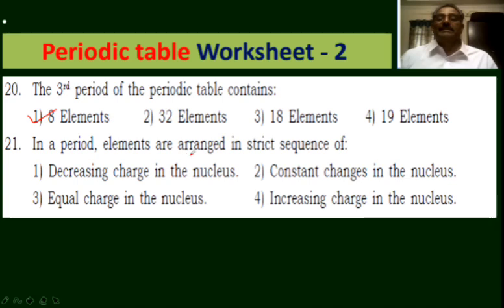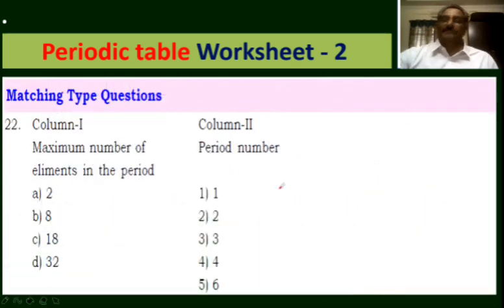In a period, elements are arranged in strict sequence of: decreasing charge in the nucleus, constant charge in the nucleus, equal charge in the nucleus, increasing charge in the nucleus. As the atomic number increases, the nuclear charge also increases. So in the increasing order of atomic number means in the increasing order of nuclear charge. So the fourth option is the right option.